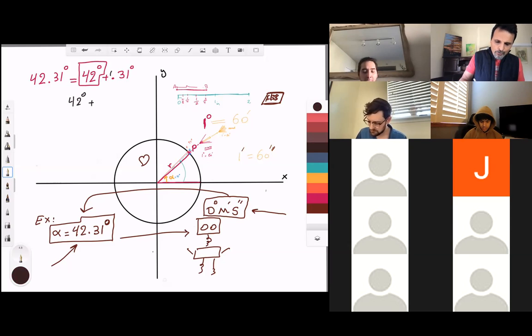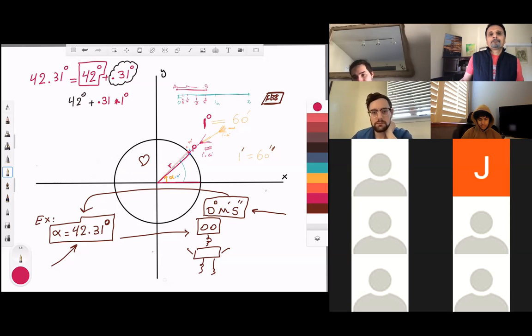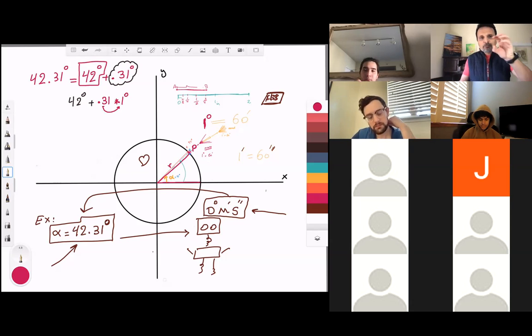Plus 0.31 degrees. I'm going to cheat again. I'm going to say 0.31 multiplied by 1 degree. Now the 0.31 is like a count that has no units. But if you multiply this by 1, you will get 0.31, right? So I just want to get 1 degree out, because I know 1 degree equals 60 minutes. So that's what I'm going to do.